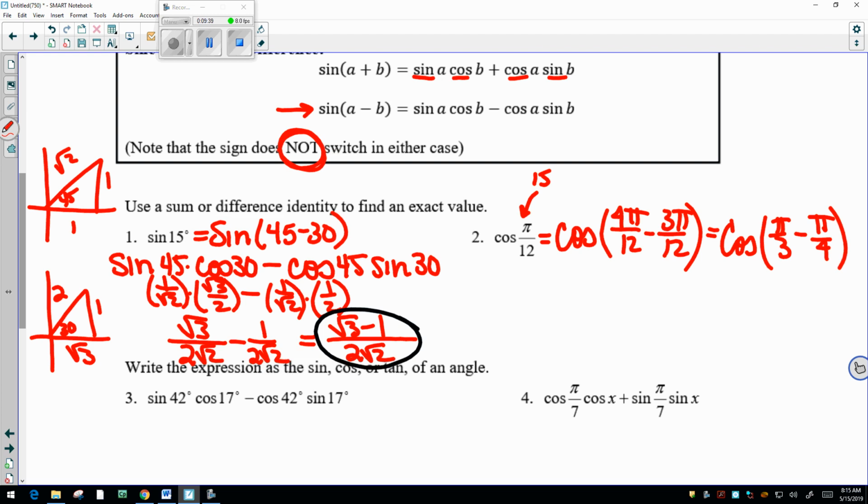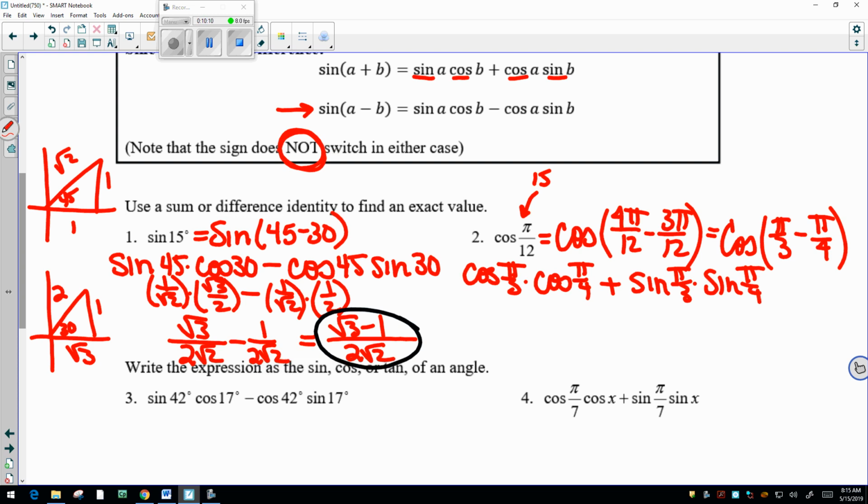Okay, so now we have our cosine. So I have to think cosines, they stay the same trig function, but I have to switch the signs. I'm going from subtraction to addition. Okay, so we have here cosine of pi over 3 times cosine of pi over 4. Now we switch our signs, and I go to sine. Sine of pi over 3 times the sine of pi over 4.